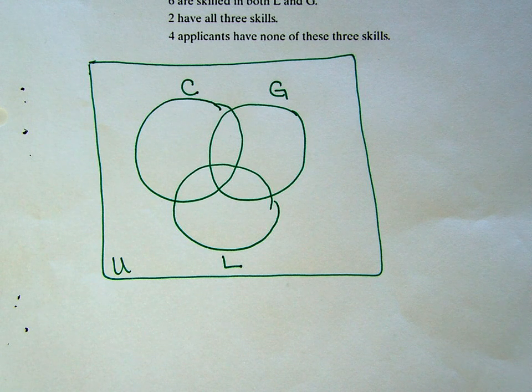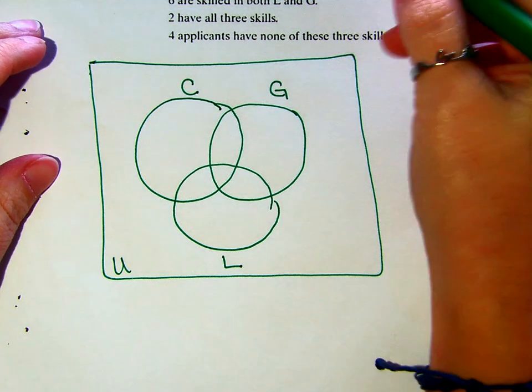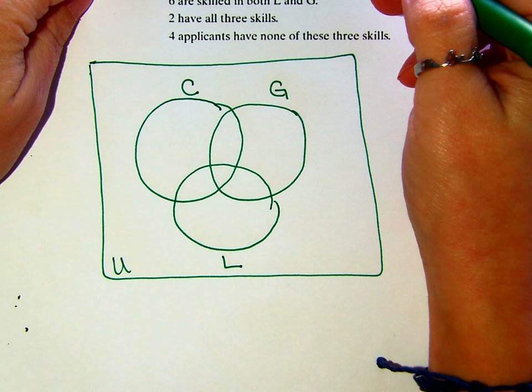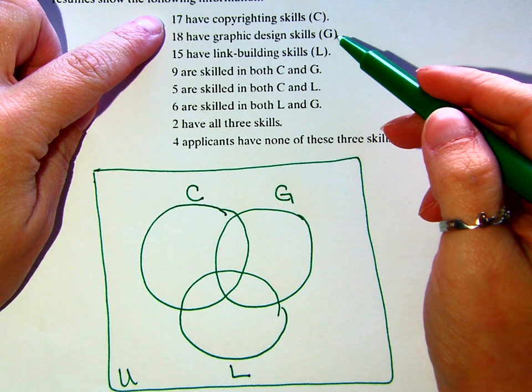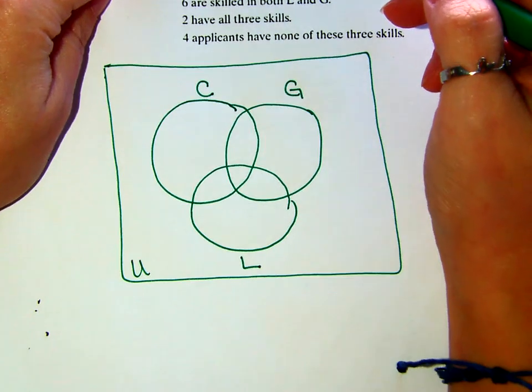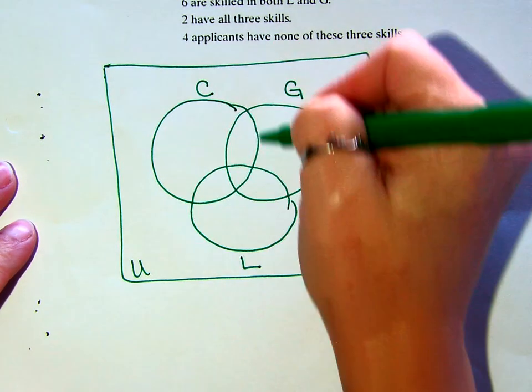So we're going to start by filling in the diagram, and then there are 3 questions that will go with this diagram. They don't tell me. I do know, based up here, my very first clue says that 17 have copywriting skills. That means in the C circle, there will be 17.